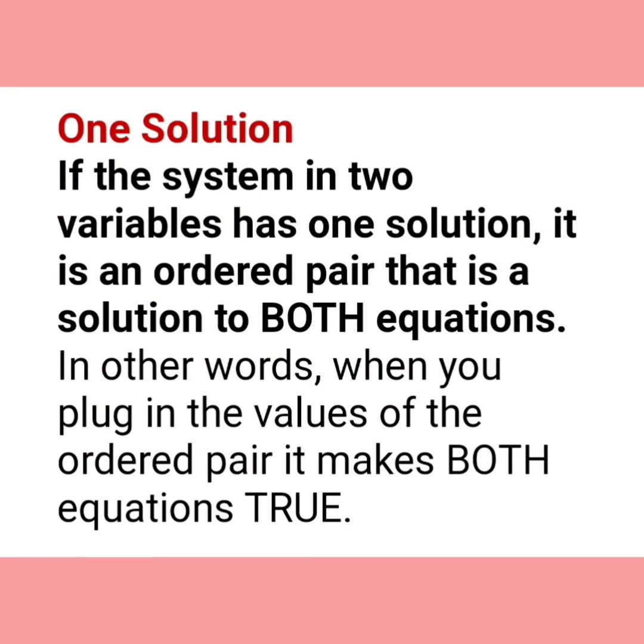Now, what do I mean by one solution? If the system in two variables has one solution, it means there is an ordered pair that is a solution to both the equations. In other words, when you plug in the values of the ordered pair, it makes both equations true. So this is called one solution.